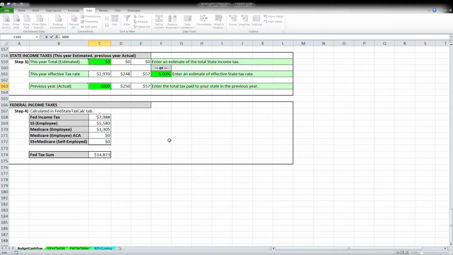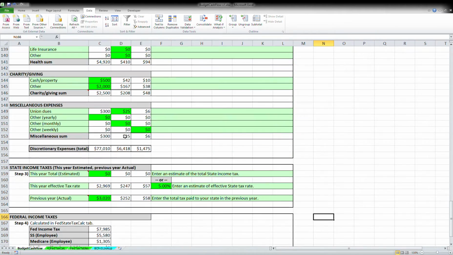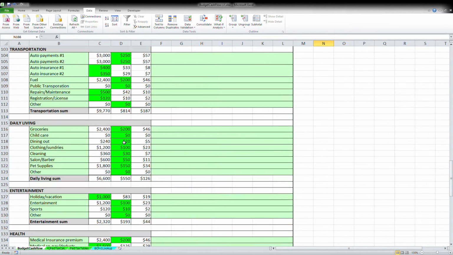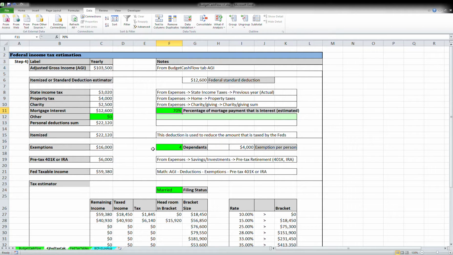Because if I change that to 3020, then I go over here and it's the 3020. So you can see how your hard work on that first tab really makes this tab quite easy. First thing I'm really asking you is the total amount of your mortgage payment. If I go back to the whole mortgage, your total mortgage payment is this $18,000. And what I'm asking you is what portion of those mortgage payments is interest only.